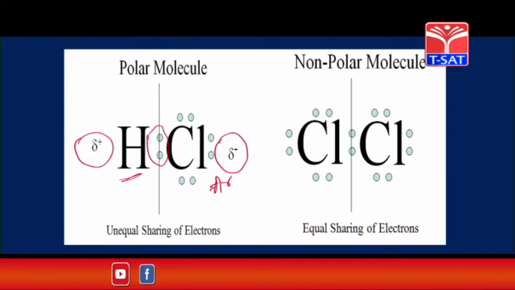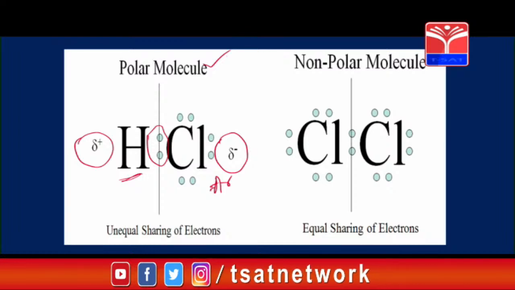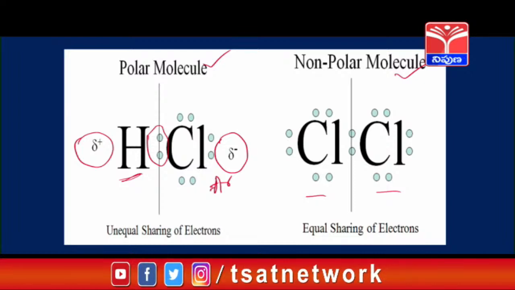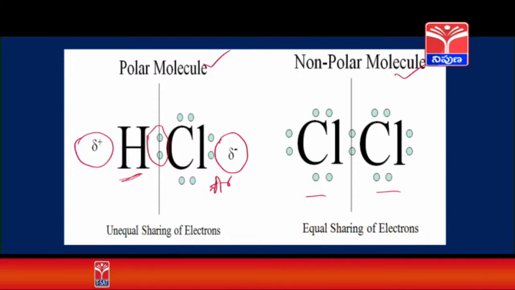Such molecules are called polar molecules because the covalent bond is polar in nature, because the electronegativity difference between the participating atoms is more. Whereas in a non-polar molecule, you see there is equal sharing of electrons. Each chlorine on either side is surrounded by the same number of electrons. So, the chlorine molecule is non-polar, whereas the HCl molecule is polar. In the chlorine molecule the electronegativity difference is minimum, whereas in HCl the electronegativity difference is maximum.